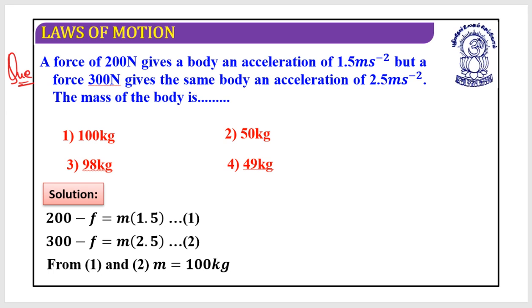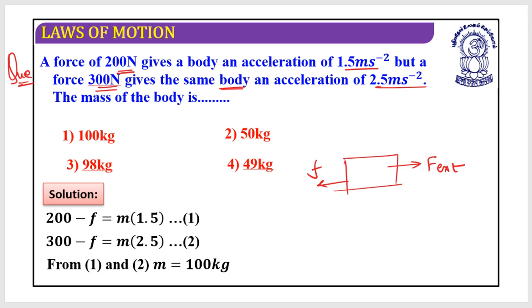What does it say? A force of 200 Newton gives a body an acceleration of 1.5 meter per second square, but a force of 300 Newton gives the same body an acceleration of 2.5. The mass of the body is? So the situation may be something like this: this is F external, and this must be the direction of friction.